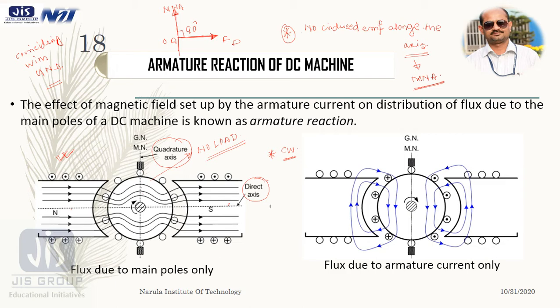So why is this the geometrical neutral axis? Along this axis, the machine is geometrically identical, a mirror image on the left side and on the right hand side of the plane. So this is the geometrical neutral axis. So in this condition GNA is coinciding with MNA, for no load condition.